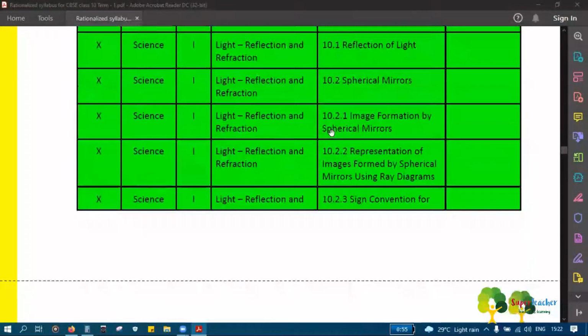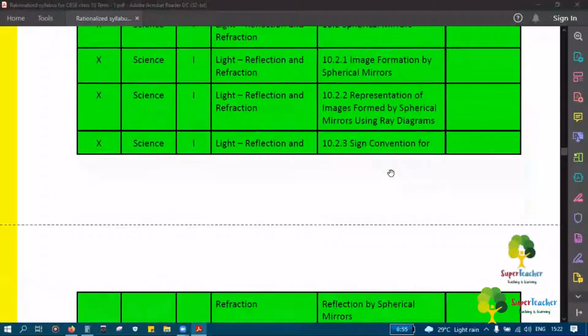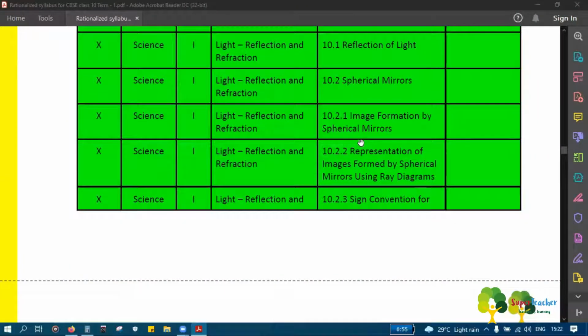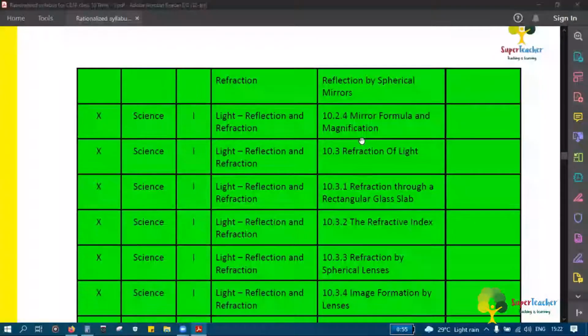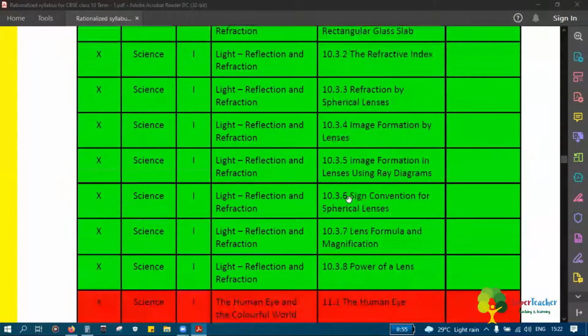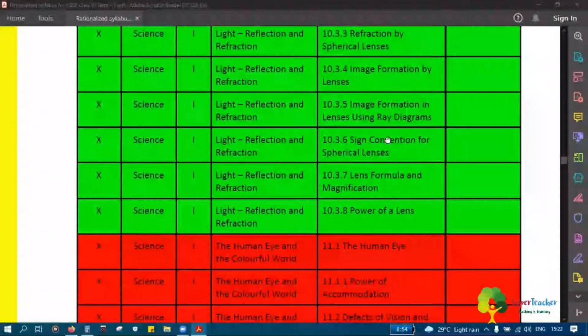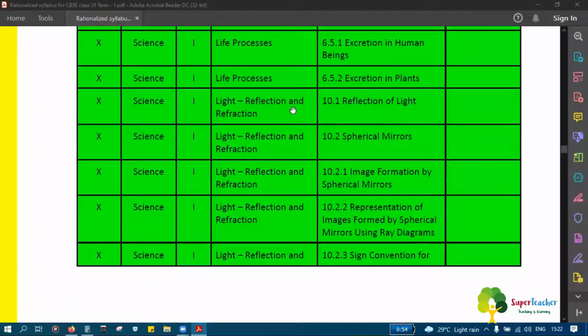And then when it comes to physics, which is light, reflection and refraction, all the concepts are still present, nothing has been removed in this chapter. Right, so sign convention, image formation by spherical mirrors, mirror formula, magnification, and the refraction of light, refractive index, refraction by spherical lenses, image formation by lenses, sign convention for spherical lenses, lens formula and magnification, power of lens, all are there, right? Nothing has been removed, everything is present in this chapter, light, reflection, and refraction.